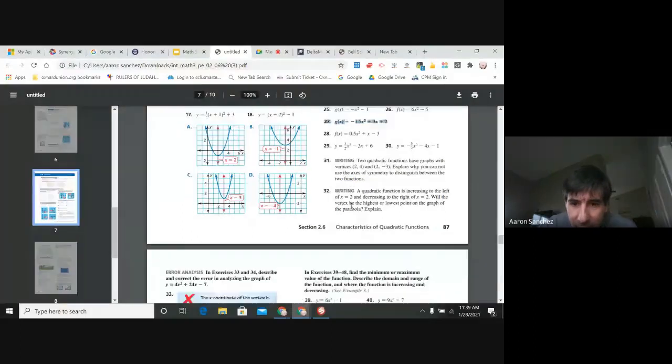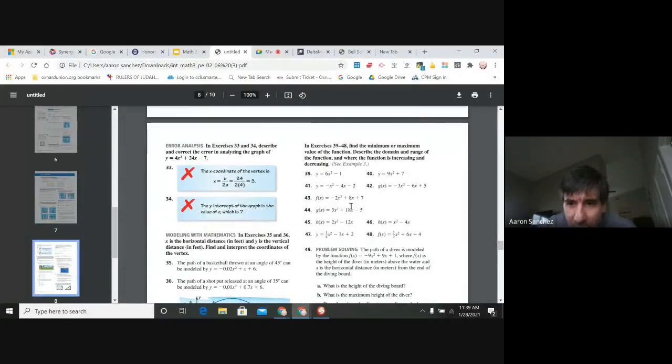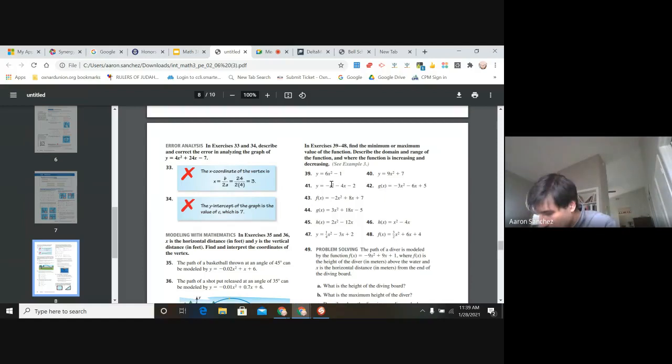That's 27. Okay, this one asks you to find the minimum and maximum value of each function. So let me explain minimum and maximum. Minimum means the lowest it can go. Maximum means the highest it can go, right? Minimum is, hey, that's the minimum it'll be. Maximum is the highest that it'll be.